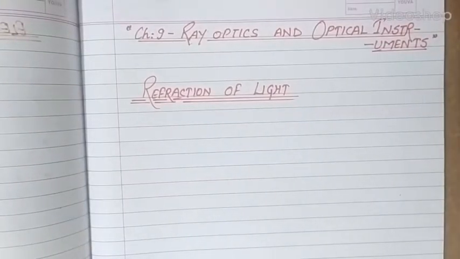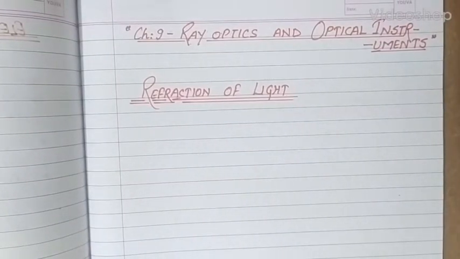Hello students, so here we are studying chapter number 9, that is ray optics, and the topic that we are going to discuss today is refraction of light. Now as we have studied earlier about light, it travels along a straight line path in the same homogeneous medium. So the path of light in a particular medium is always a straight line.